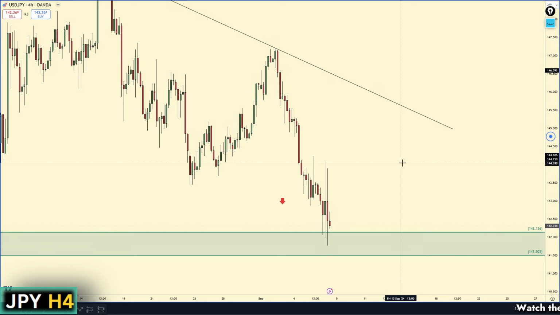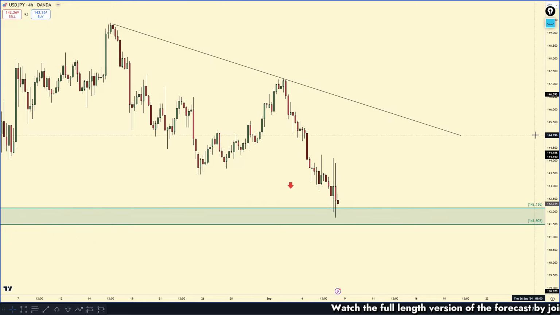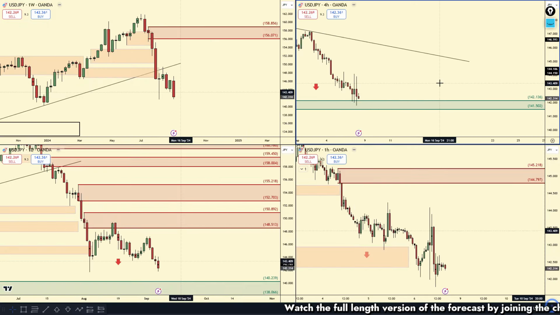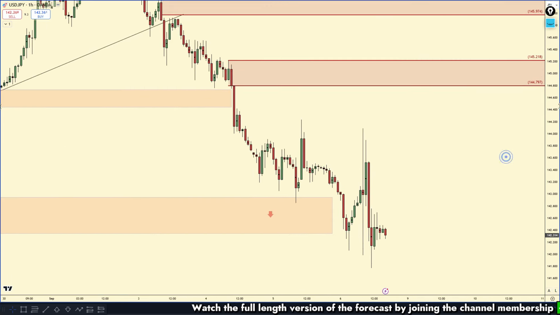So don't get caught up, right? Let's say we get a nice strong move on the USDJPY. Don't get caught up by this move. Zoom out, look at the higher time frames, right? The trends are down, so we certainly want to be favoring shorts. So as long as that trend line is holding, shorts are fine on the 15-minute time frames.